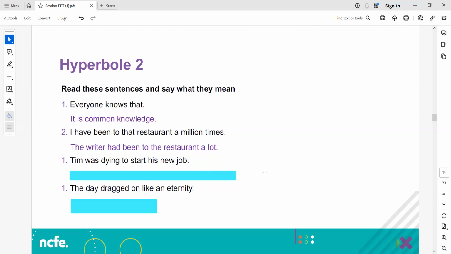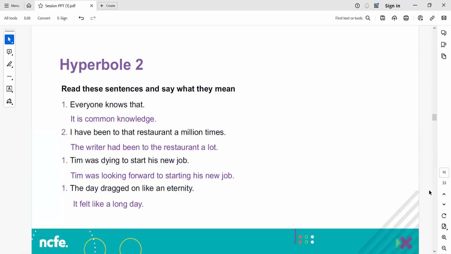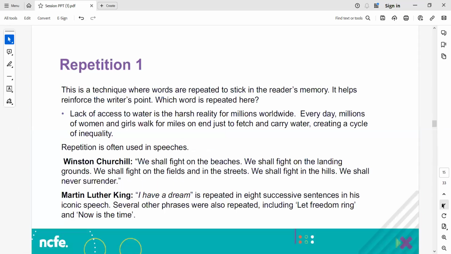Good. Tim was dying to start his new job. Extremely eager. Yeah, he's excited. Excellent. Yeah, he's very eager. Good. He's looking forward to it. Well done. The day dragged on like an eternity. Never ending. Yeah, it feels never ending. I'm sure we've all had days like that, haven't we? Where it feels like an eternity. Good. Well done.